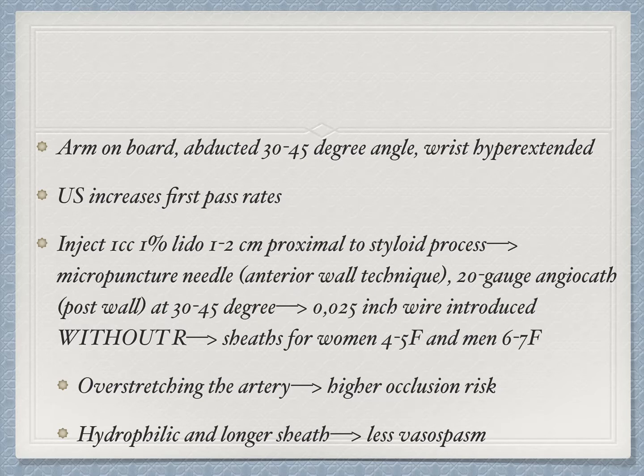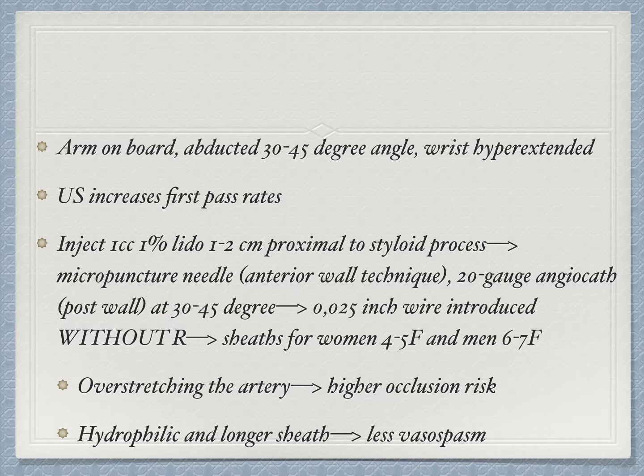In this section, you have to cover some technical aspects. Put the arm on the board, abducted 30 to 45 degrees with the wrist hyperextended. Use ultrasound if available. Use lidocaine. Be sure to use the anterior wall technique or use the common Seldinger, whichever is best for you. Then don't overstretch the artery by passing different sheaths that are larger than 7 French in males or 5 French in females because it leads to higher occlusion risk.